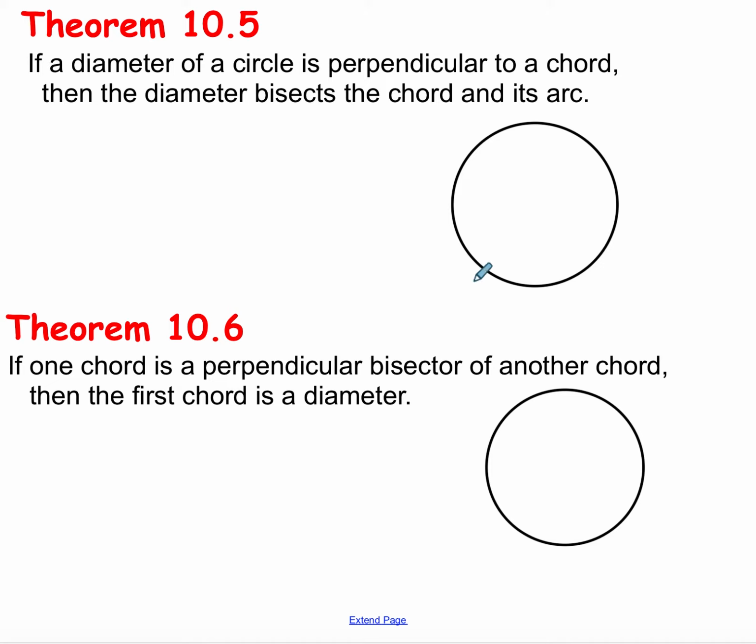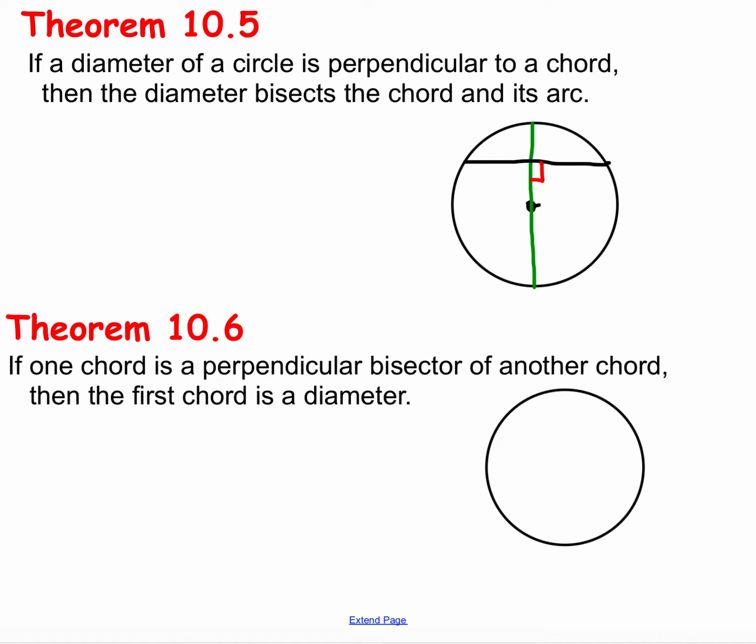If a diameter of a circle is perpendicular to a chord, then the diameter bisects the chord and its arc. Here's what it's saying. Let's draw a diameter as best we can. If a diameter of a circle, here's our diameter, is perpendicular to a chord. So I'm going to draw a chord. I could draw it anywhere, but I'm going to draw it right here. That is perpendicular to this diameter. Okay, so it measures 90 degrees. Then we know that the diameter bisects the chord and it bisects its arc.